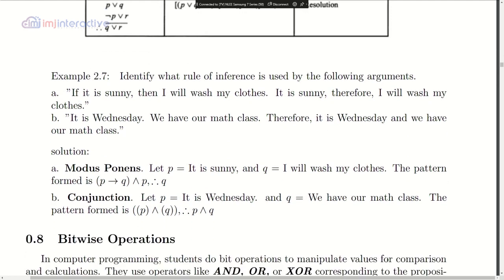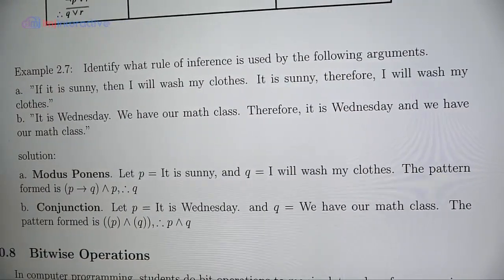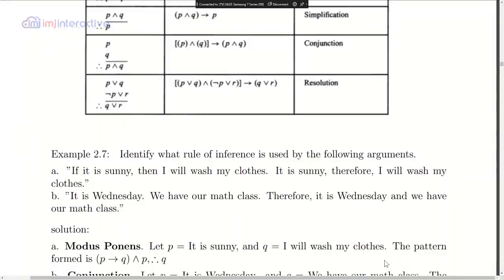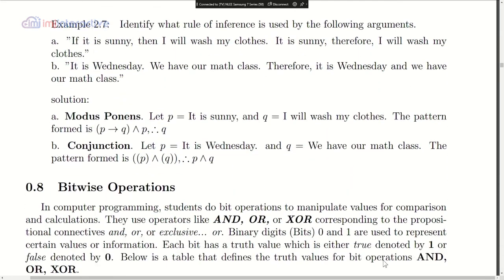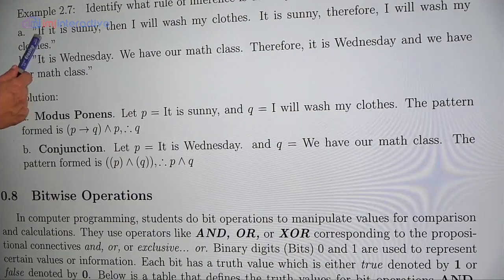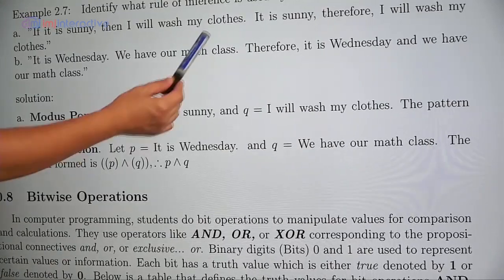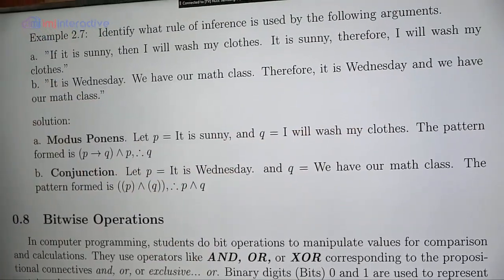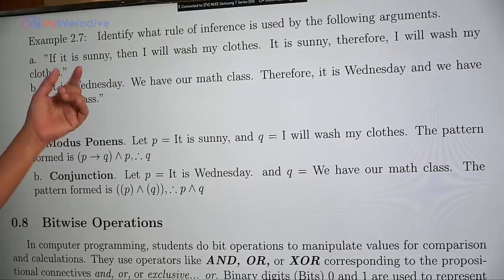Let's try this one. Identify what rule of inference is used by the following arguments. Just study the structure, and then try to look for the pattern. Here is an example. If it is sunny, then I will wash my clothes. It is sunny, therefore, I will wash my clothes. What rule of inference? Identify the parts.